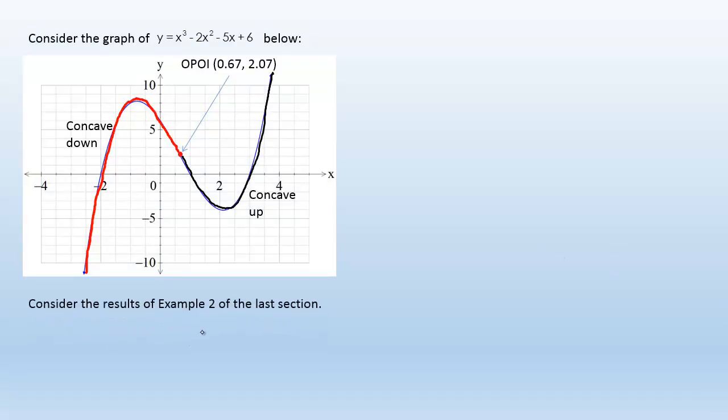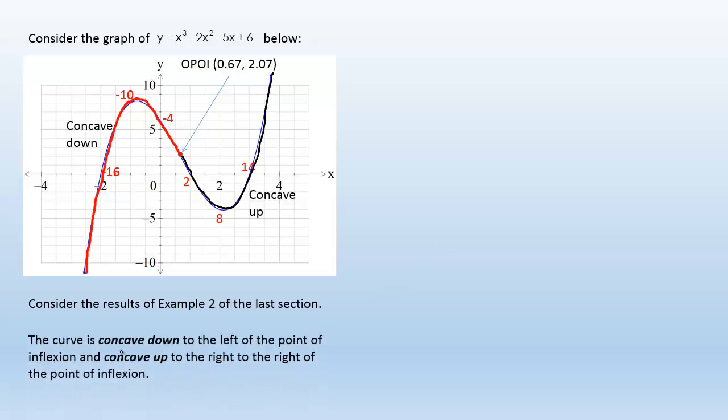Consider the results of example 2 of the last section. We've just done example 2. We found −16 was the value of the second derivative just here. −10 here, −4 there, 2 here, 8 here, and 14 just here.